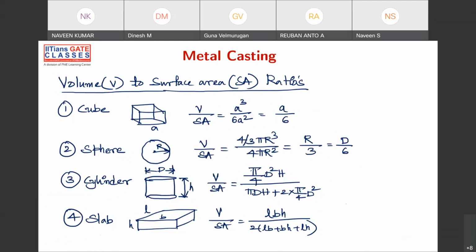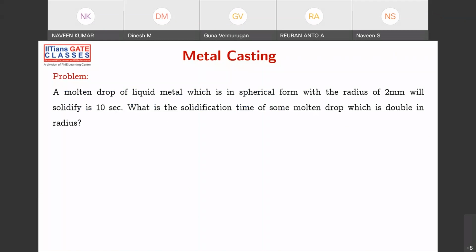Fine. Next. So let's solve this question. Let's not solve exactly. We have the solution here. We'll solve our practice questions. So what is this question? Let's see. A molten drop of liquid metal which is spherical in form with radius 2 mm will solidify in 10 seconds. So they say that there's a molten liquid drop in a spherical form, the radius is 2 mm, and the solidification time for this spherical molten drop is 10 seconds.